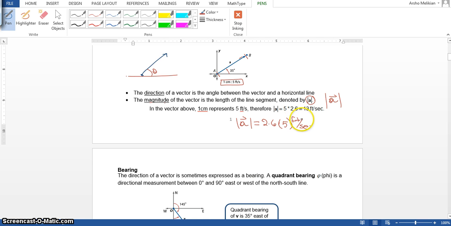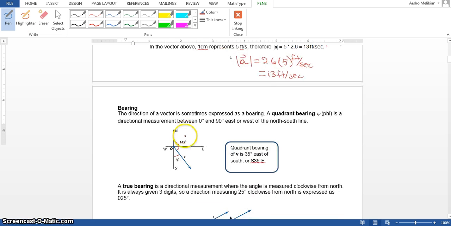So it's like a map. It's exactly like a map. So this is 13 feet per second. Each centimeter represents 5 feet per second. So that's the magnitude of vector A.